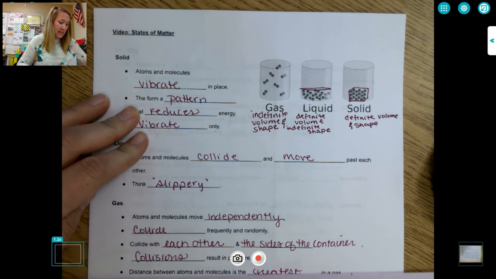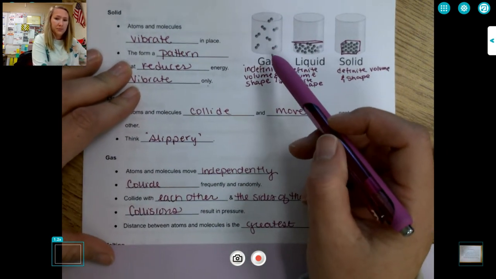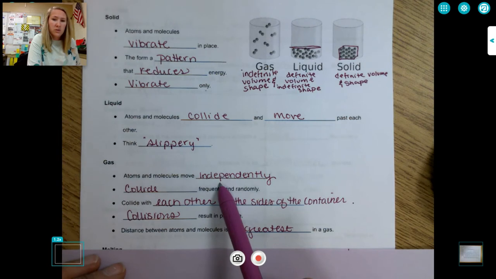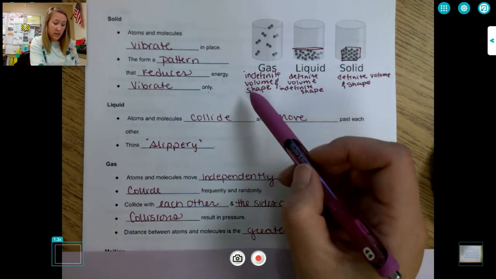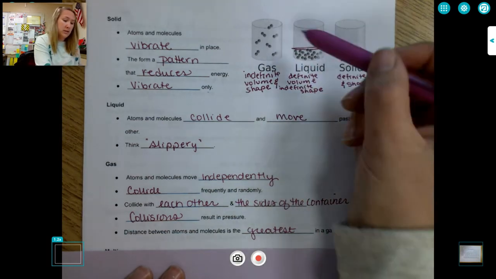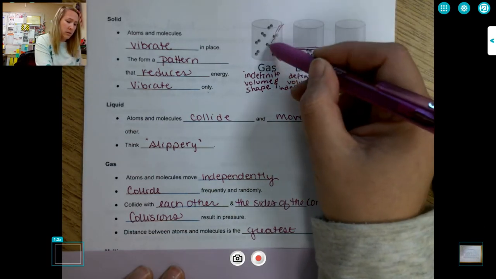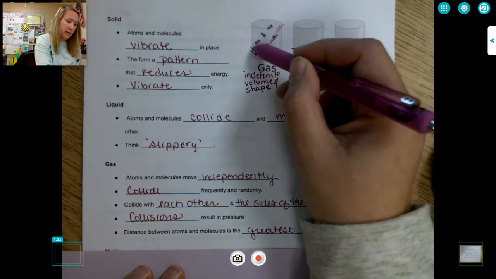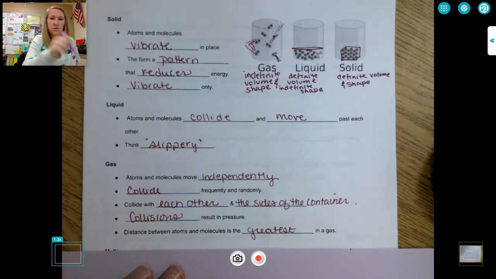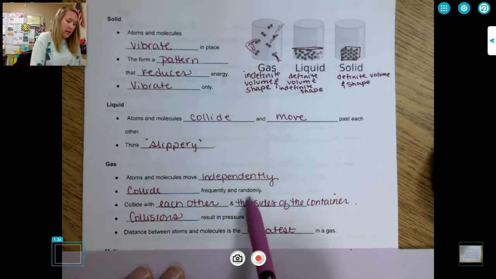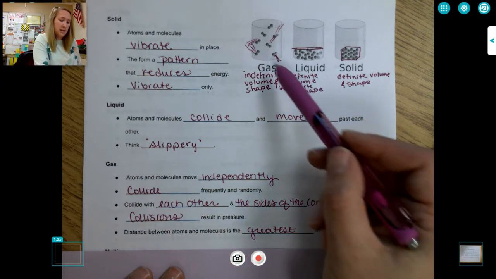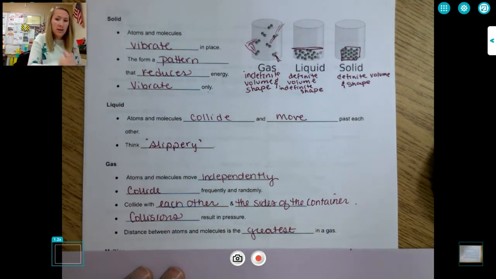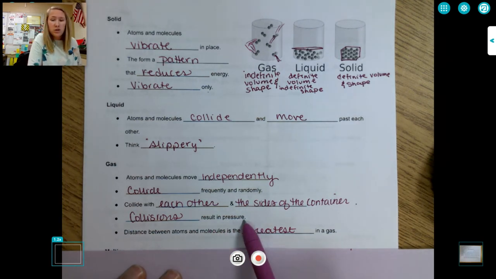Then we have gases. These atoms and molecules move independently, which means that they spread out and move all around. They collide with each other frequently and randomly because they're zooming all around, flying super fast all over the place. They collide both with each other and with the sides of the container. These collisions result in pressure, and that's how we get air pressure or gas pressure.